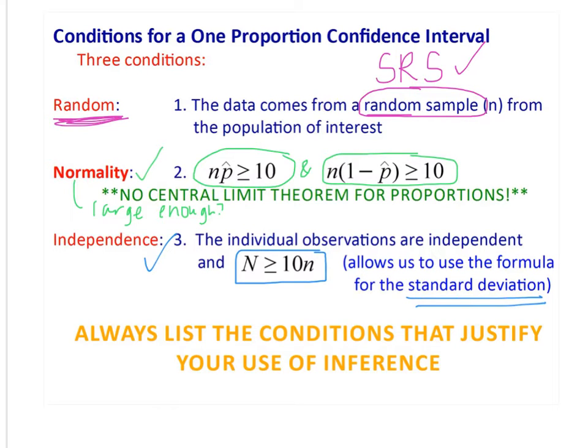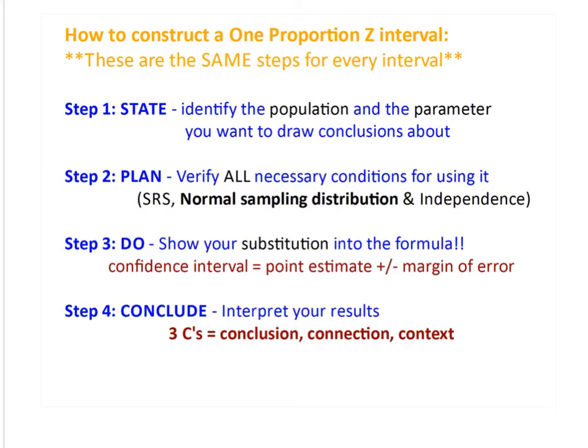So you may be wondering, okay, we've talked about these three conditions. We've talked about standard deviation and p hat. How do I actually make an interval? How do I go through the process of making a confidence interval and finding that window? Well, we have 4 steps to make a confidence interval. These are the same steps for every interval. So we're actually going to use the state, plan, do, conclude steps until April. These are going to be the same 4 steps we do in every problem until April.